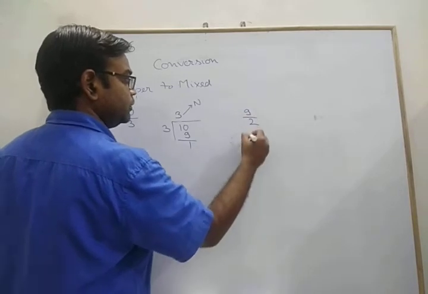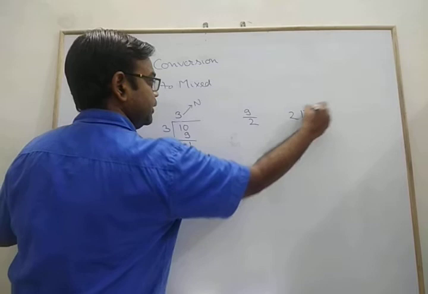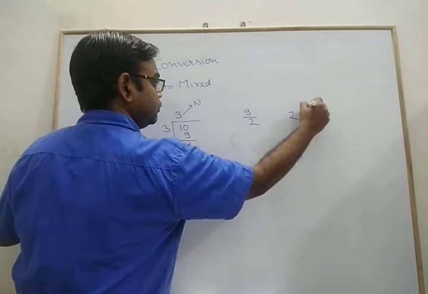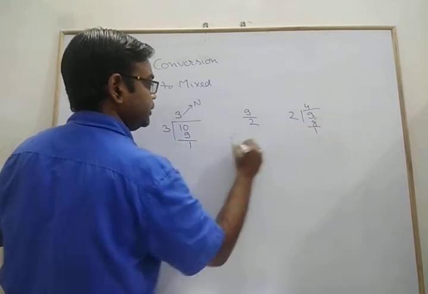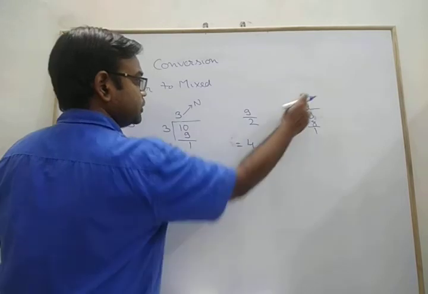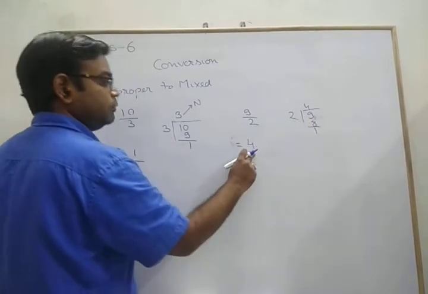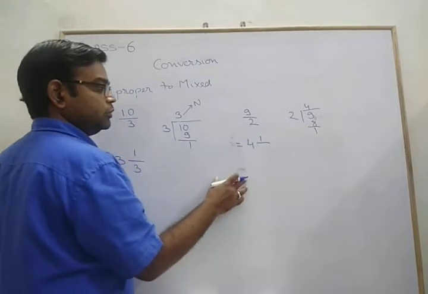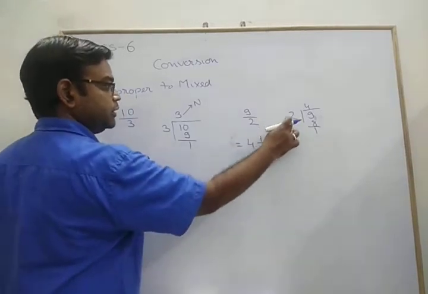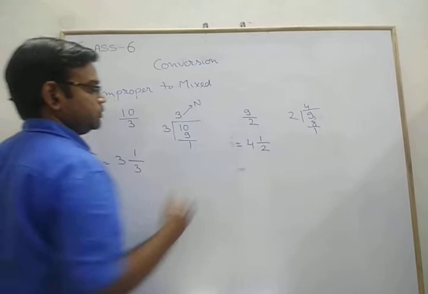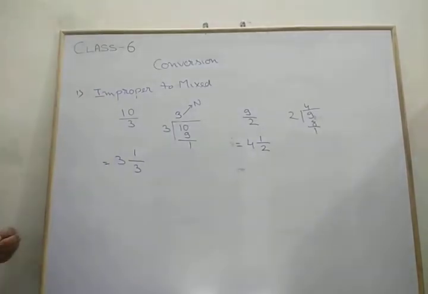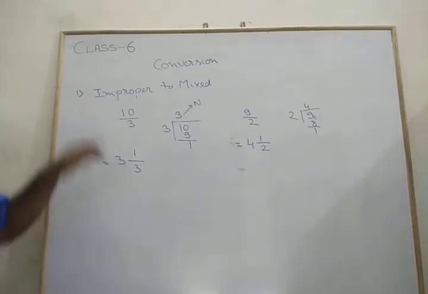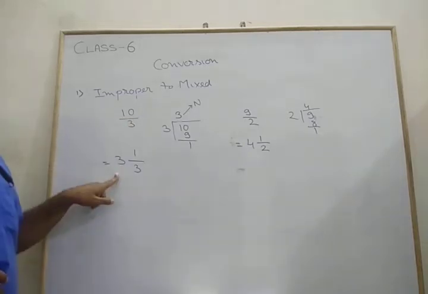Or we can use some other example, 9 upon 2. How do we convert it? 9 divided by 2, 2 4s are 8, 1 remainder, so we can write 4. This quotient goes to the whole number part or natural number part, the remainder goes to the numerator part, and the divisor goes to the denominator part. So 4 whole 1 upon 2. Likewise you can convert an improper fraction into a mixed fraction.